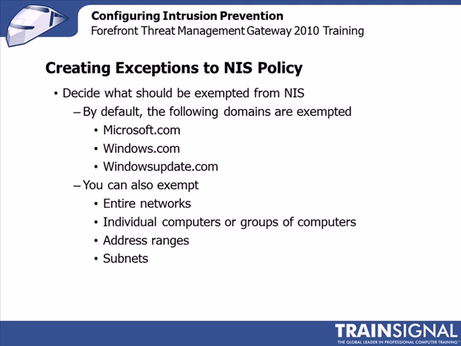You can also choose to exempt entire networks. So you could say that any machines from which traffic is originating, say, your perimeter network, are not going to be subjected to the network inspection system. So you can say, based on origination or source, that traffic will not be inspected. You can also exempt individual computers or groups of computers, which might be useful if you have to be able to test things, as well as address ranges and entire subnets.